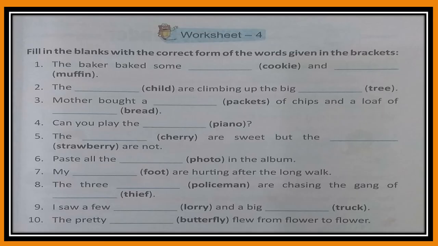Now, here is another worksheet. What you have to do is, you have to fill in the blanks with the correct form of words given in the bracket. The baker baked some dash cookie and dash muffin. Dekhiye beta, yahan par word hai some. The baker baked some. Some yani more than one. To humein cookie aur muffin ke plurals likhne hain. To cookie ka plural kya hai? Cookies. And muffin ka plural kya hai? Muffins. So read the sentences carefully and then do it. Right?